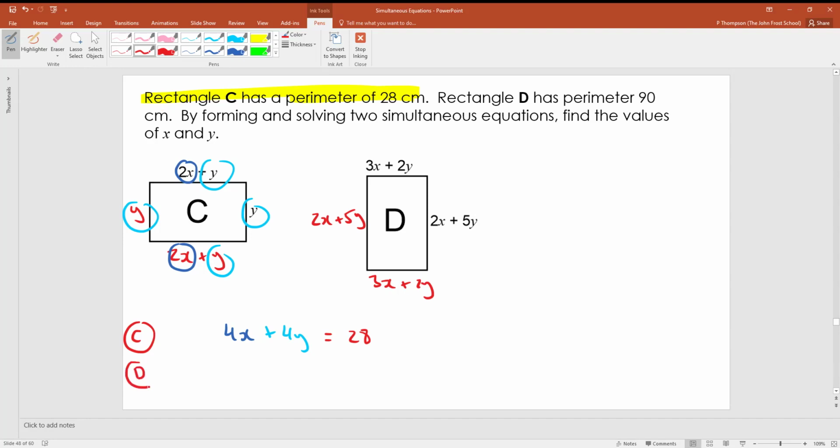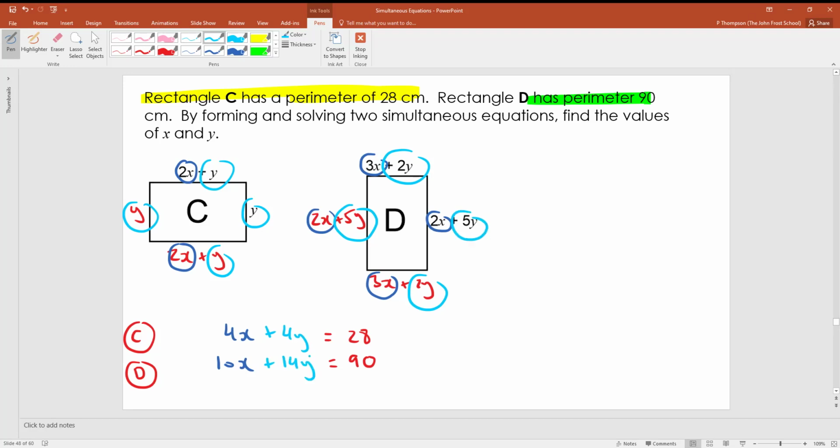Look at shape D as well. When you add these up, you're supposed to make 90. But then if we add up the x's, you're going to have 3, 6, 8, 10. So 10 x's. And look at the y's. You've got 2, 4, 9, 14.